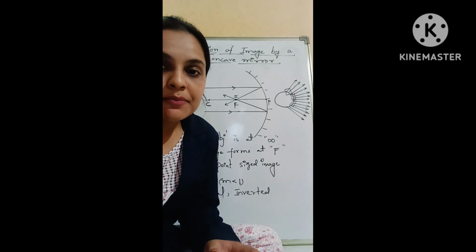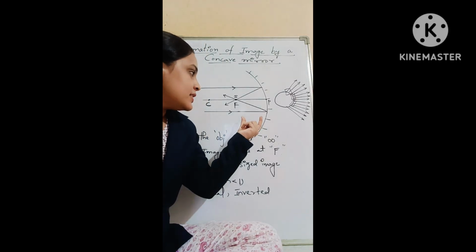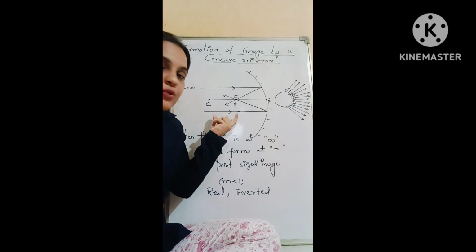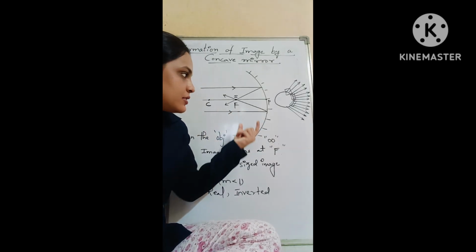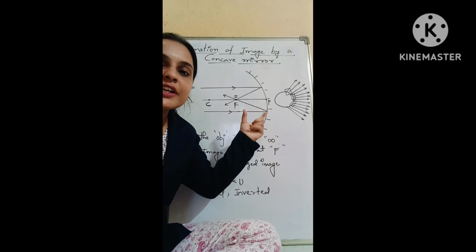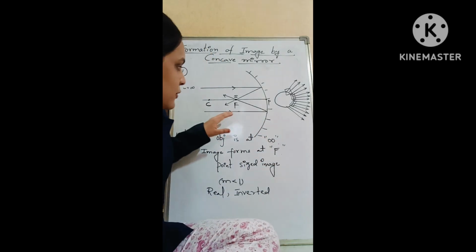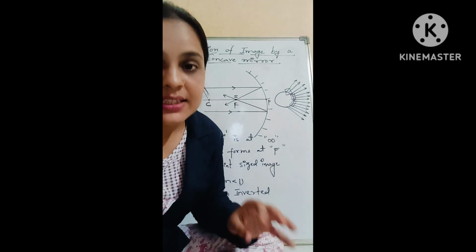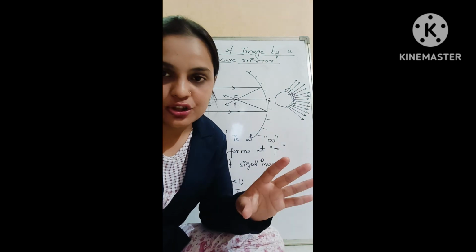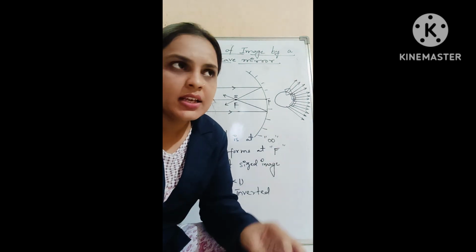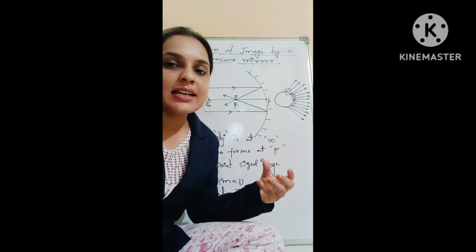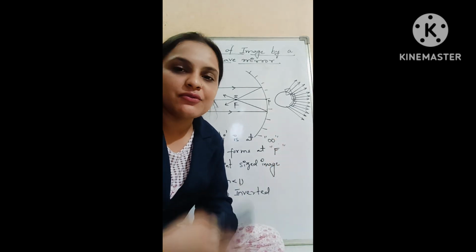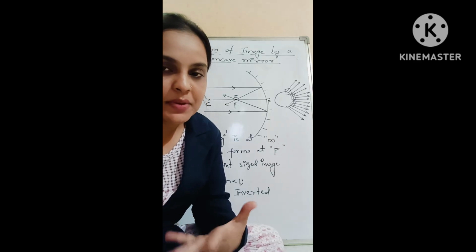Here you have to remember one thing. Whatever distance you are taking between pole and focus must be equal to focus to center of curvature. For example, if pole to focus you take 10 centimeters, then focus to center of curvature will also be 10 centimeters. Only then will you get the exact position of the image. Otherwise you won't. This condition also holds in the ray diagrams of lenses, which we will discuss in upcoming videos.